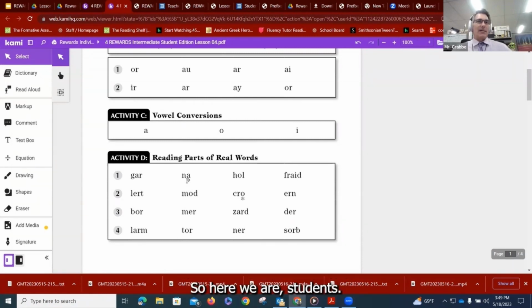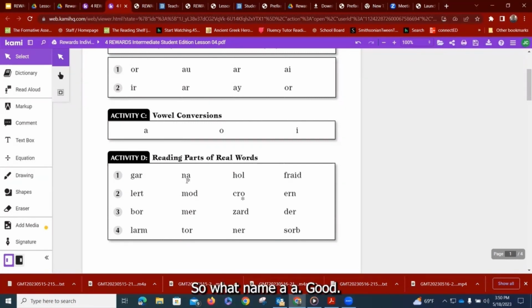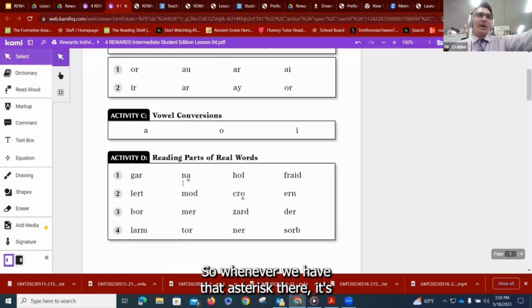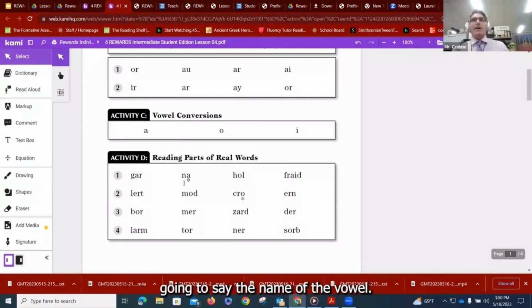So here we are, students. Let's look at the vowel. What name? A. Okay. The vowel's name is A. So what name? A. Good. Whenever we have that asterisk there, it's going to say the name of the vowel. And so this one is going to be nay.